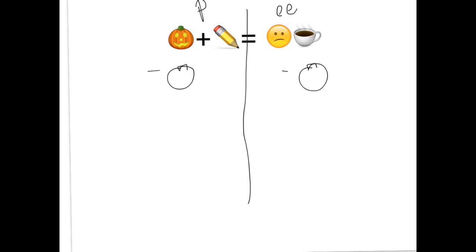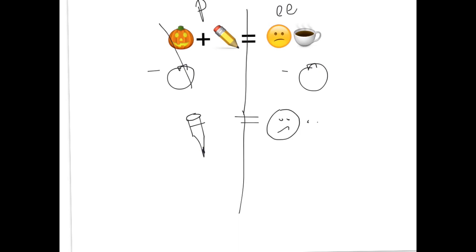My pumpkin minus pumpkin goes away. On the left side, I have the pencil. On the right side, I have the frowny face times the coffee minus the pumpkin. Pencil is by itself. That was my goal. I could get other things by themselves too.